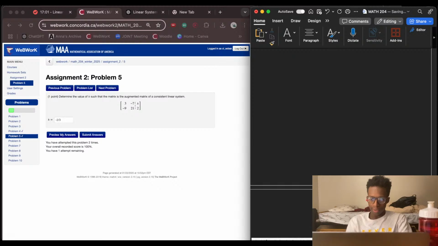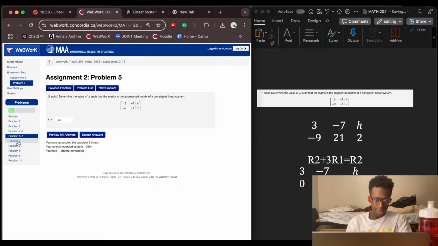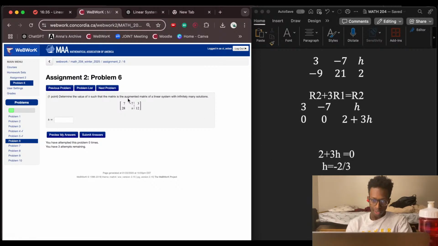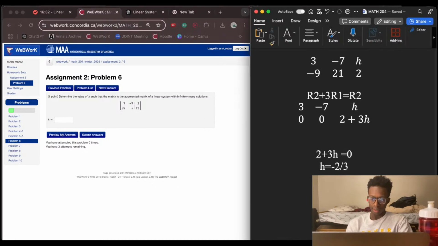Easy peasy. So let's do that again with this one, but in this one we're looking for infinitely many solutions. So for infinitely many solutions, we need everything to be 0, so we need h to also be 0 as well. So for this one, we'll do the same thing, and to make it work, this will now be 7.